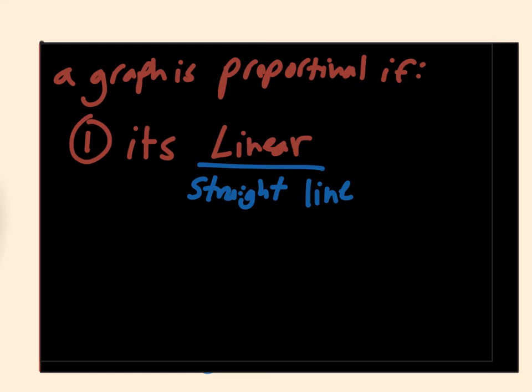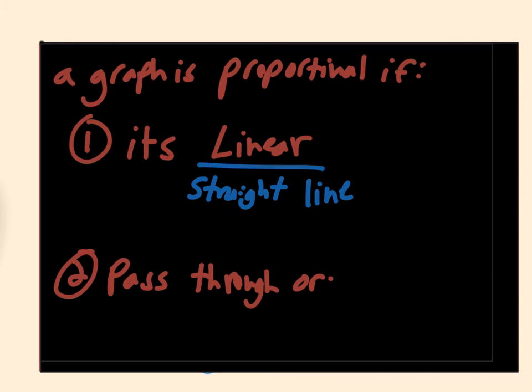And then, secondly, it needs to pass through the origin. The origin just means where everything starts. An origin is just 0, 0 on your graph. That would be the corner. It has to pass through 0, 0. If it doesn't, then it's not proportional. So, if we keep these two things in mind, let me show you how easy this is.